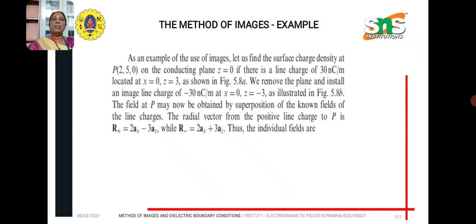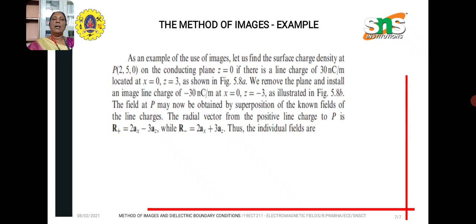As an example of the use of images, we find the surface charge density at a point P of 2, 5, 0 on the conducting plane z equal to 0. There is a line charge of 30 nanocoulomb per meter located at x equal to 0 and z equal to 3 as shown in the diagram. We remove the plane and install an image, a line charge of the opposite charge, minus 30 nanocoulomb per meter at x equal to 0 and z equal to minus 3.